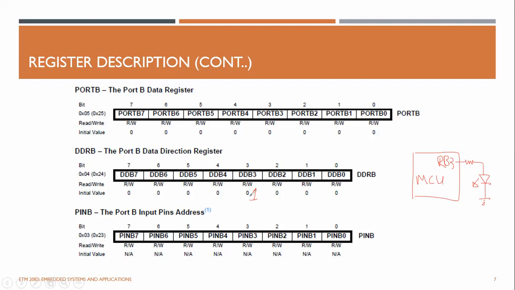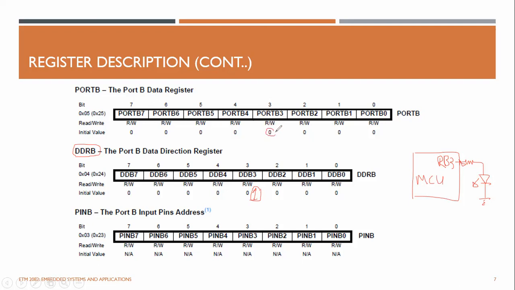So if you want to drive this, you have to first set it as an output, because you are driving current from the microcontroller to the outside world, right? So you are not reading any value. You just want to drive something or sink something, right? So you have to first go to the DDRB and write digital 1 to this pin, DDRB3. Then you set it as output. But still you won't see this LED light up, right?